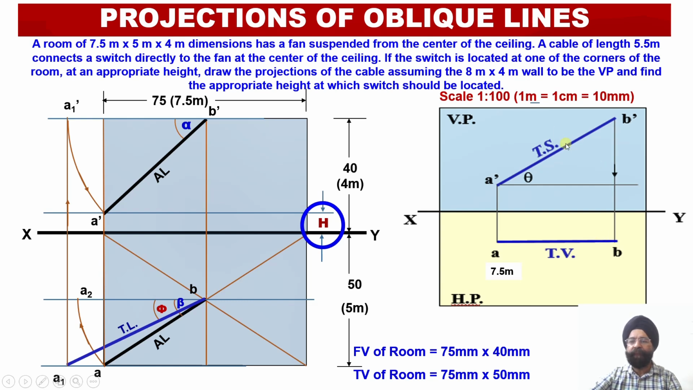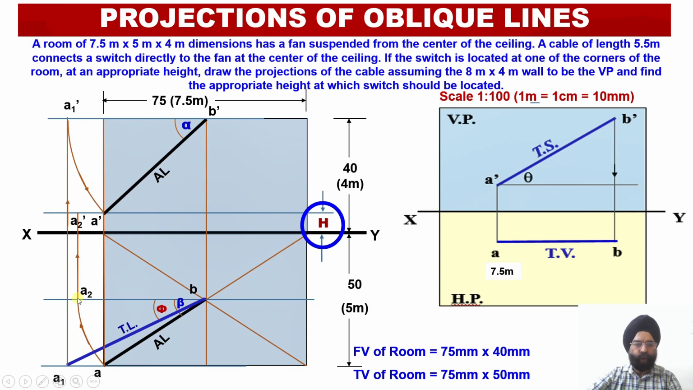So in the front view on the vertical plane, now I will be able to obtain the true length of this particular line. And I already know the true length. This true length should work out to be 55 millimeter. If it works out equal to 55, it means that my solution is an accurate one.